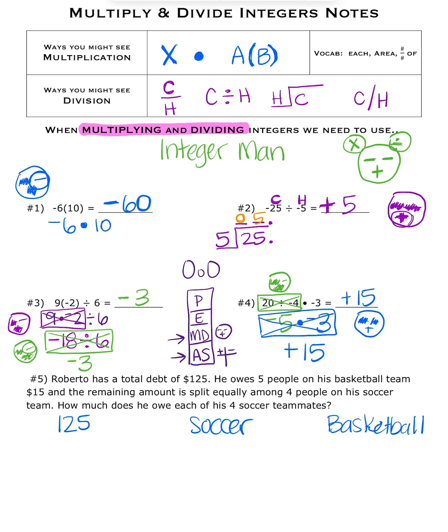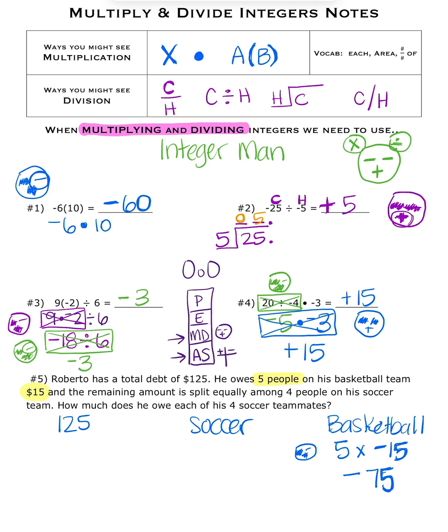So let's see. For the basketball team, we have 5 people, and he owes them $15 each. So underneath basketball, I would say 5 people times, and he owes them money. So that's going to be a negative $15, because when you owe somebody money, that's a negative. Okay? So we need integer man. And we can see 5 is positive, 15 is negative. So my answer will be negative 75. And that is just to the basketball team.